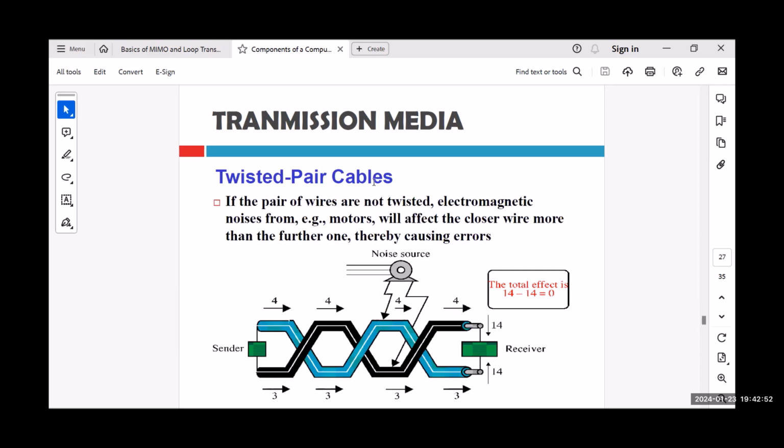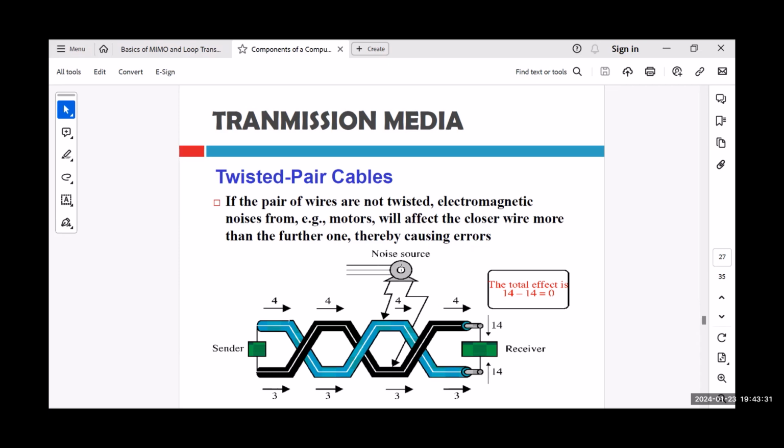For the twisted pair cables, if the pair of wires are not twisted, electromagnetic noises from, for example, motors will affect the closer wire more than the further one, thereby causing errors. You must have seen that the cables are usually twisted. If they are not twisted, the electromagnetic noise from the motors will affect the closer wire more than the further one, thereby causing errors, right?